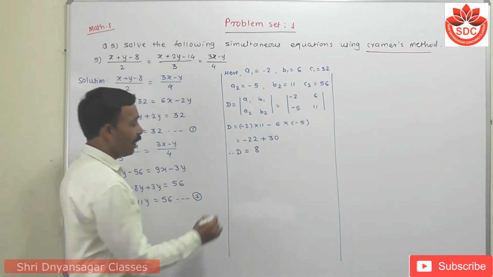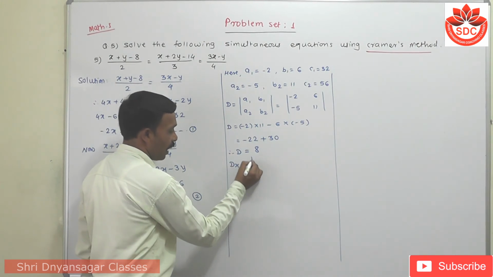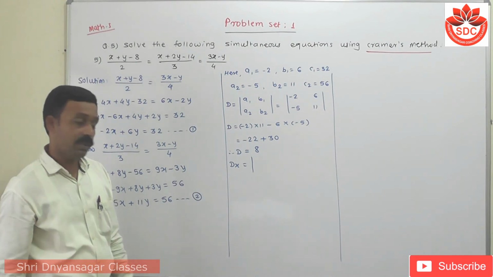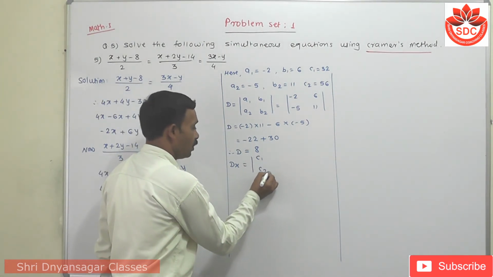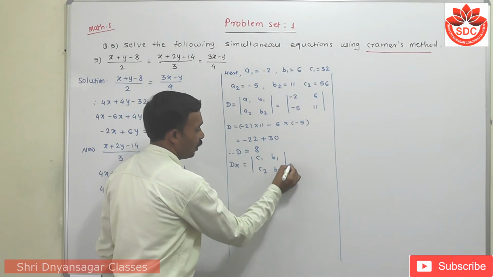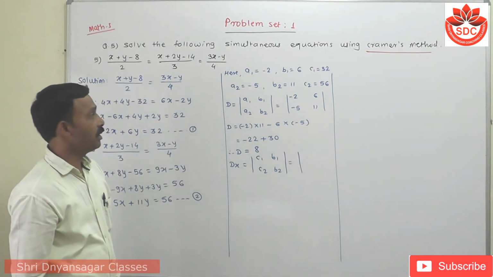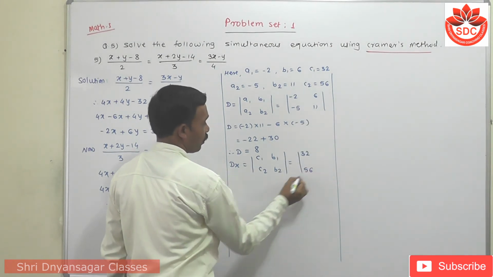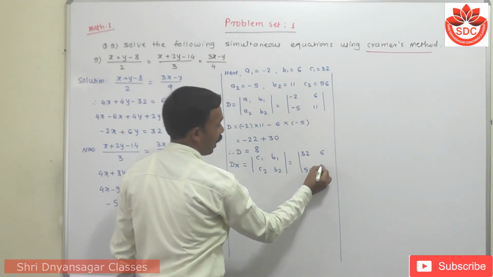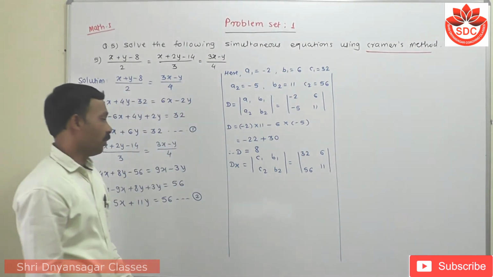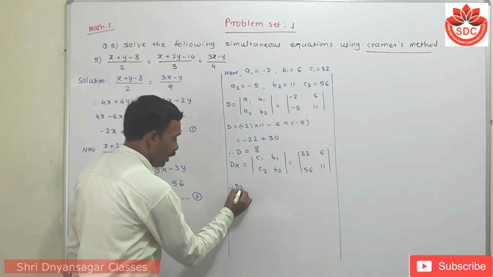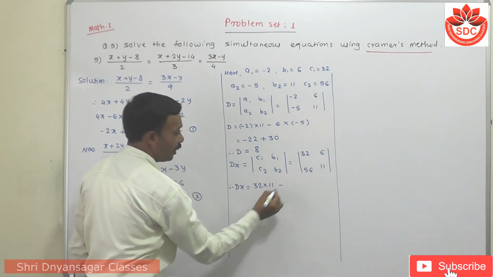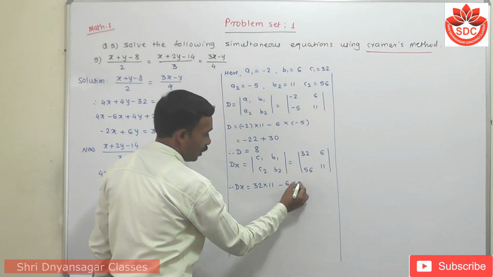Okay, then we find the value of determinant of x. We know that for finding Dx, we have to replace a1, a2 by c1, c2. So c1, c2, b1, b2. What is the value of c1, c2? c1 is 32, c2 is 56, b1 is 6 and this one is 11. Now determinant of x is equal to, by taking the cross product, 32 into 11 minus 6 into 56.